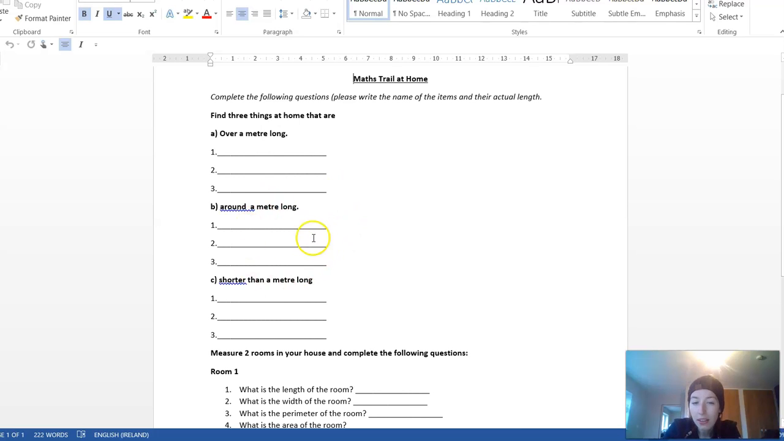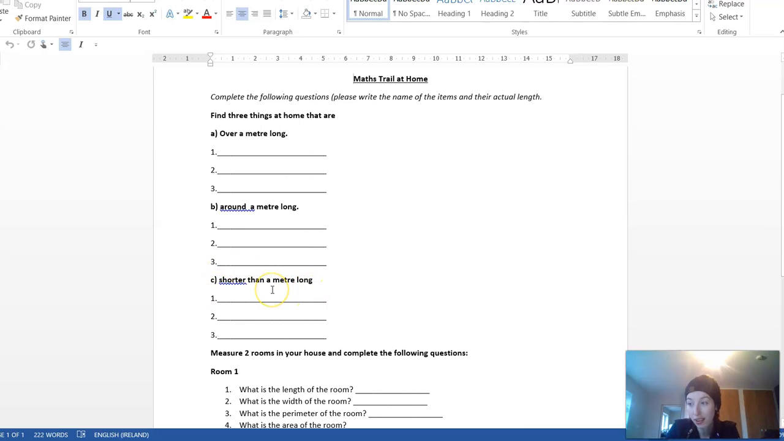Something that's around a meter long, this could be hard, but give yourself a little bit of space in between. It could be the length of a desk or the width of a desk, something like that, or your kitchen table. So get as close as possible to a meter long that you can.